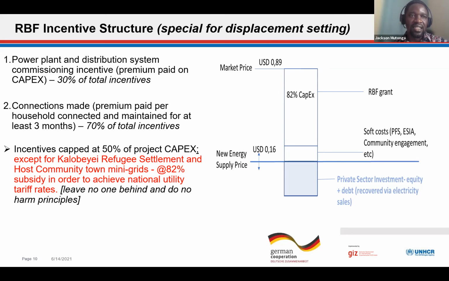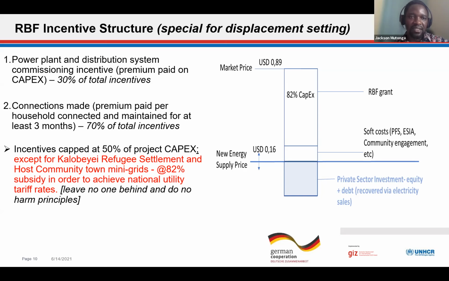So here you will see the incentive structure of the RBF project, where we provided incentives based on 2 pre-agreed results. One was the full completion and commissioning of the power plant, upon which we would give a capex subsidy, like 30% of the total incentive. The other was the pre-agreed number of connections, which would have been made and maintained for at least 3 months. This carried the heaviest, or the largest, incentive amount of 70%.